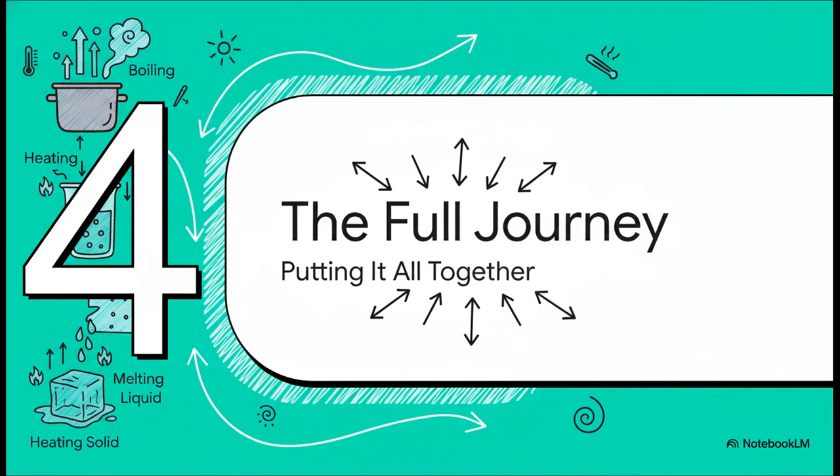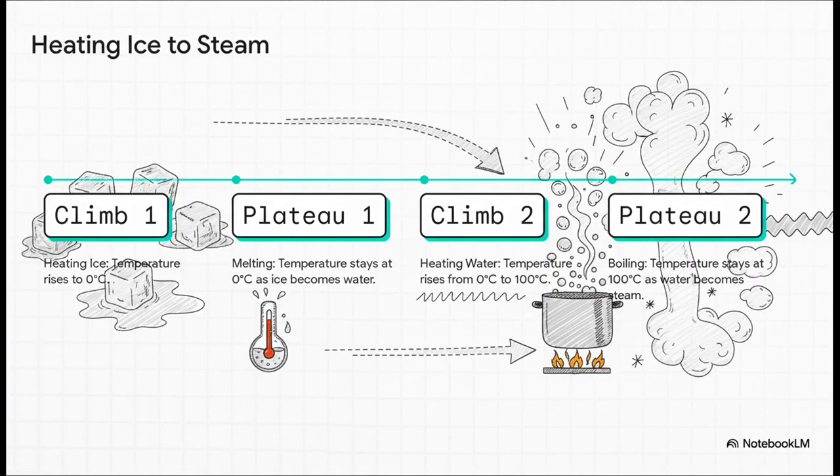Okay, we've looked at all the individual steps: heating the solid, melting it, heating the liquid, boiling it. So now let's zoom out and put it all together to see the full, complete energy journey from beginning to end. And here it is, our whole trip in one simple graph. You can so clearly see the two climbs where we're adding energy and the temperature is rising, and then you see the two perfectly flat plateaus where all that energy is going into changing the state, first melting, then boiling. And just look how much longer the boiling plateau is. That just shows you how much more energy that step takes.